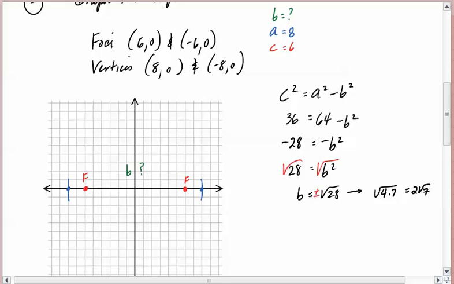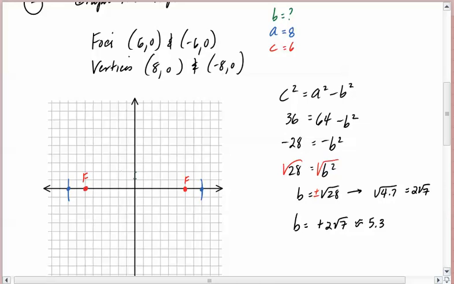And of course, when we take the square root of both sides, right, we insert a plus or minus, but because it's distance, we're going to choose the positive one. All right? Okay, so B is 2 square roots of 7, which is roughly 5.3. All right, so let's go ahead and finish putting our green B on there at 5.3.